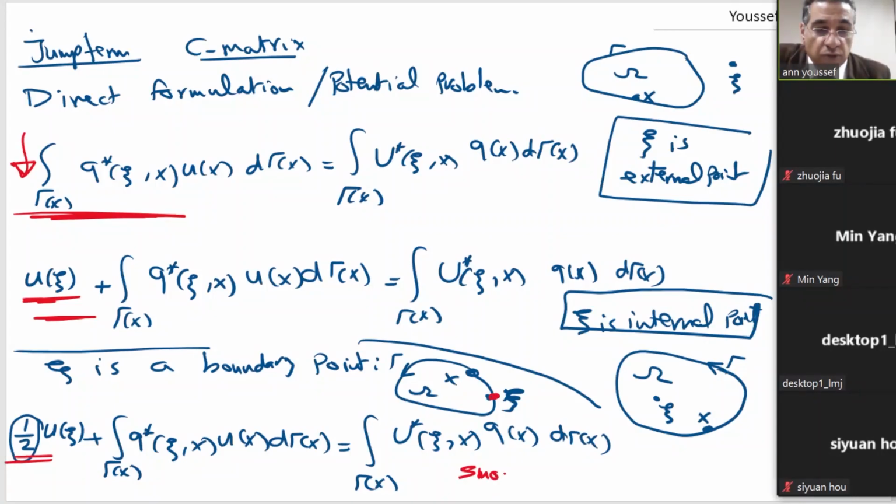What is meant by a smooth boundary? The meaning is very simple: xi is not at a corner or any kind of cusp or something like that. It's not a corner point. It is a smooth boundary, on a line, on a curve, or something like that. So when we have xi on a smooth boundary point, this 1/2 appears. This term is called the jump term, or the C matrix.